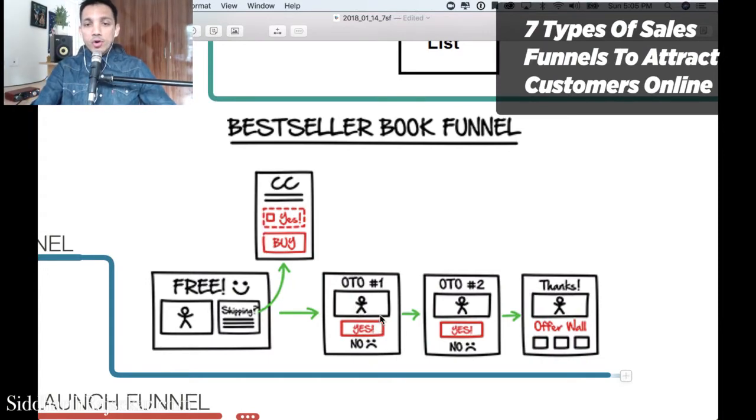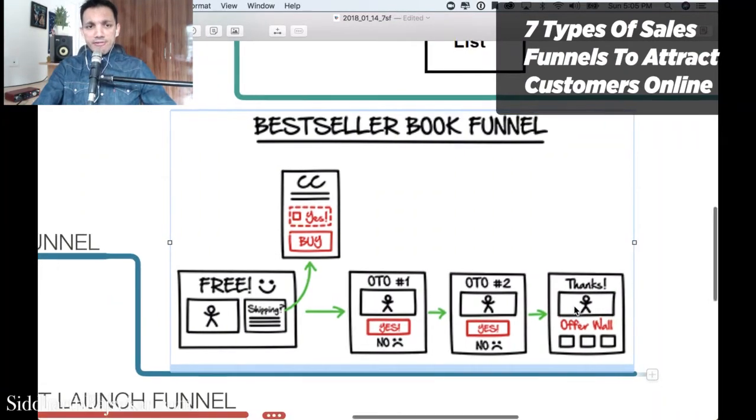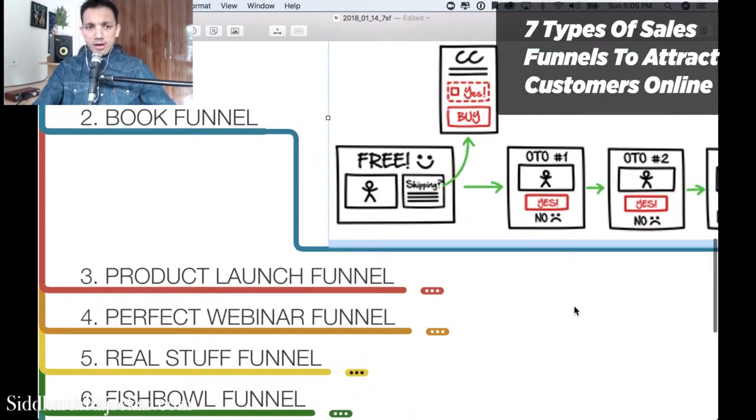Okay, so you have OTO 1, OTO 2, then you can have a thank you page at the end, and all this can be in sequence. Okay, so you can actually package a whole bunch of stuff in this particular funnel. This is a bestseller book funnel.